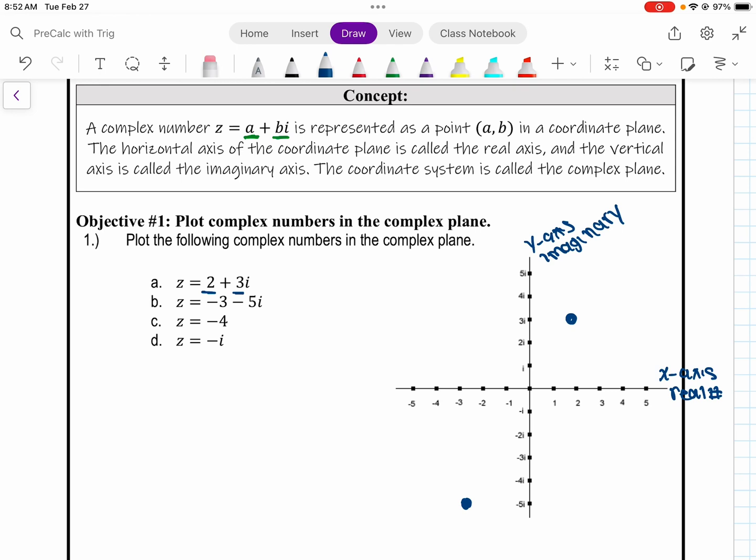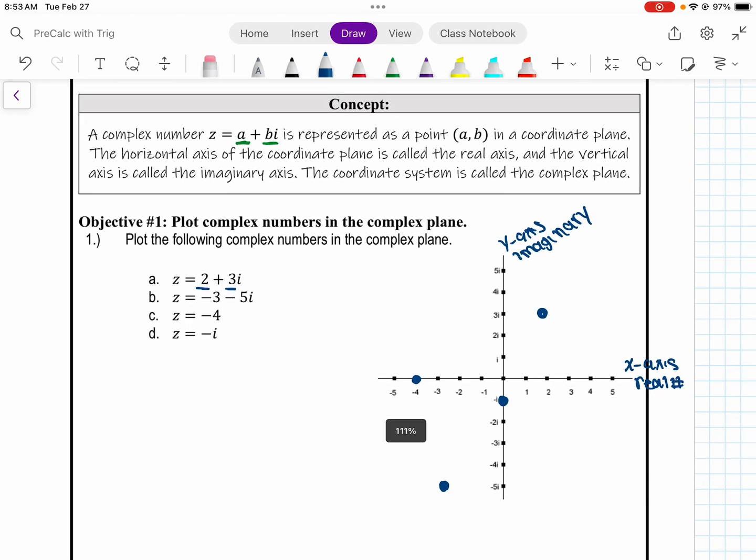Now we got z, which is -4. This means that there's no imaginary number, so we're going to go all the way to -4, and we're actually just going to stop there. And finally, the last one, we got z is equal to -i. This means that there's no real number, and we're going to go down to -i right there. And that's pretty much it. There's really not much to it.